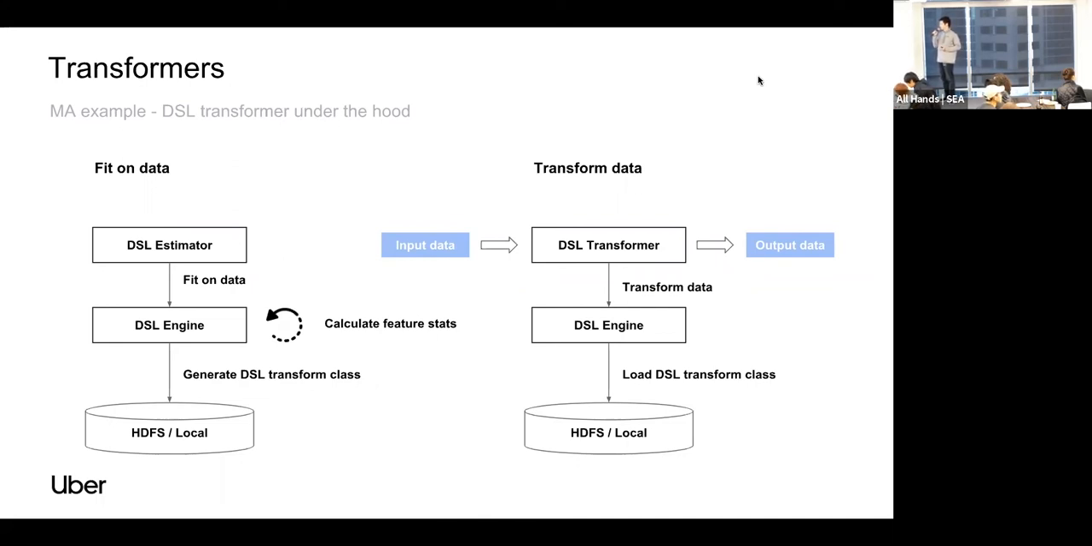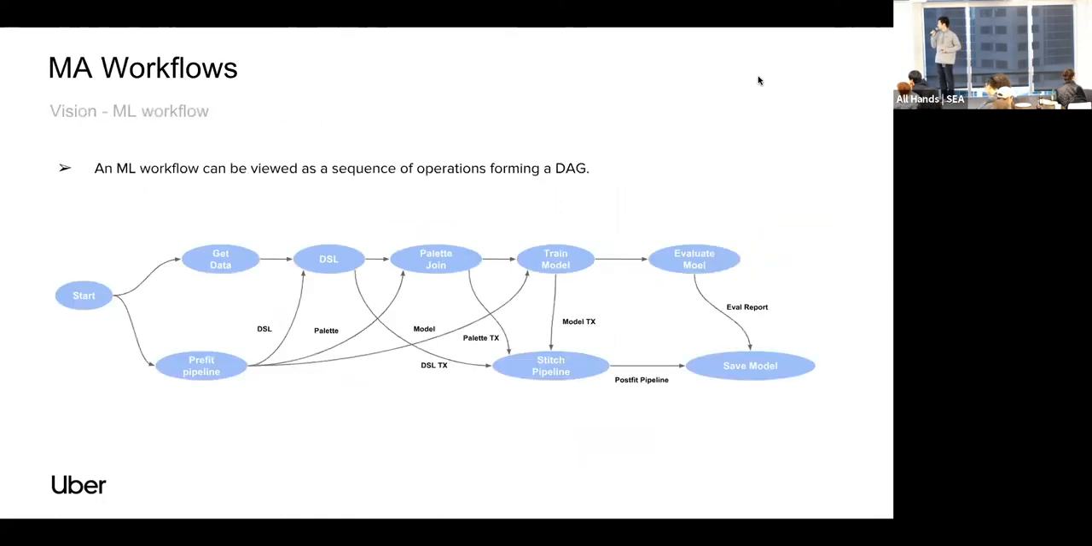During the serving time, or transform, after the fitting is done, the DSL estimator becomes a transformer. It can be used for serving, or just for data transformations. In this stage, the input data frame will just be transformed by the DSL engine. The DSL engine will first load the DSL transform class from the local storage, and then transform the input data to output data frames. So this is how it works.